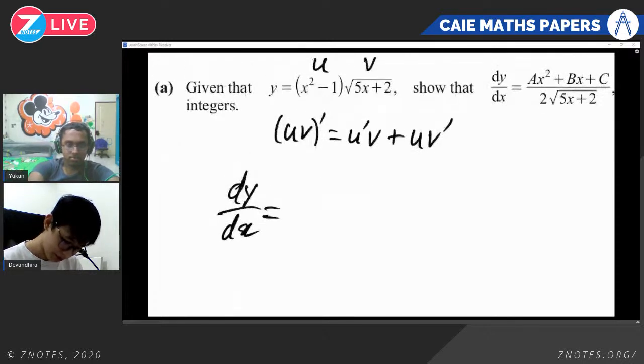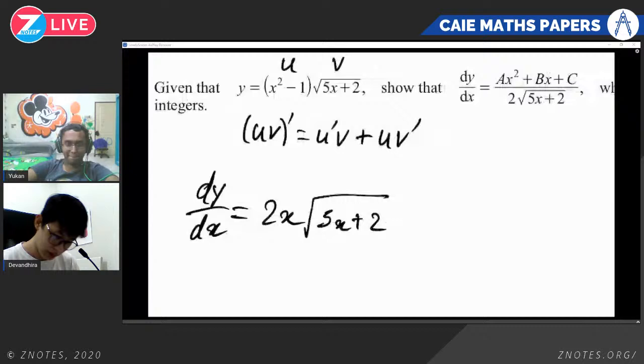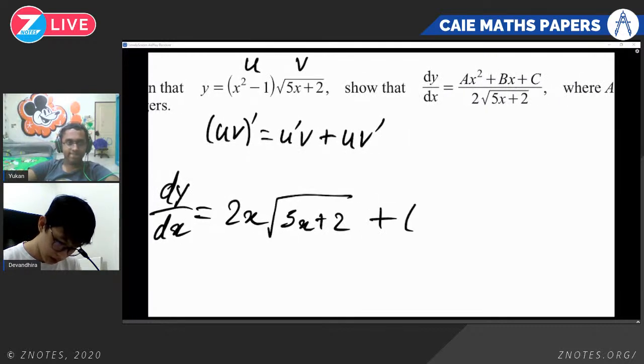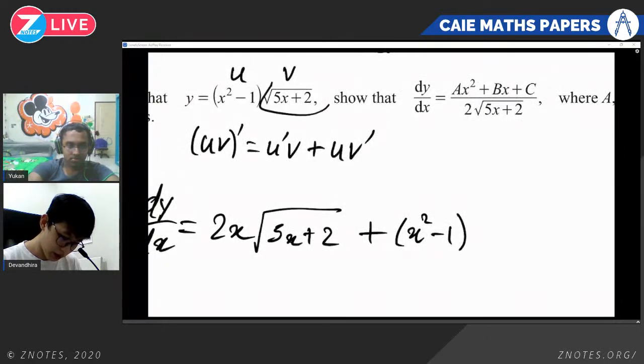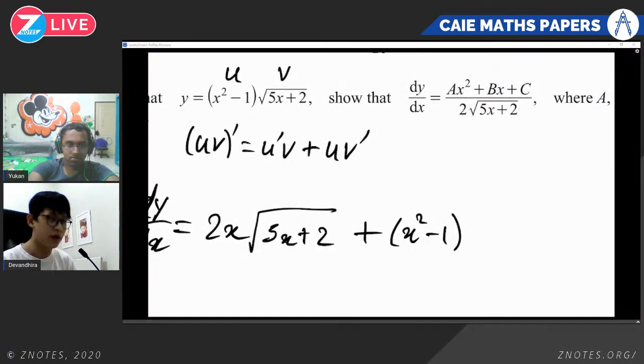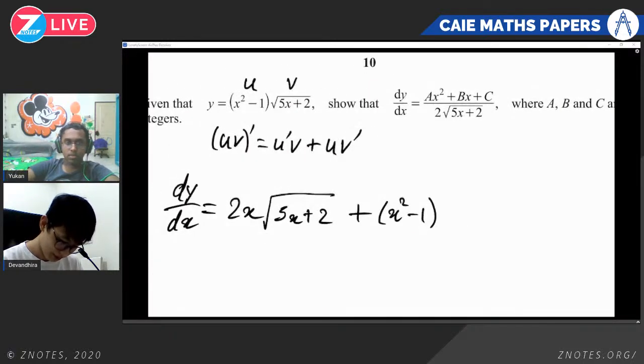So let's do that. Let's differentiate x squared minus 1. What's the derivative of x squared minus 1? That's 2x. Then multiplied by the square root of 5x plus 2. Added by x squared minus 1, multiplied by the derivative of this square root. So what's the derivative of the square root of 5x plus 2? With the root of 5x plus 2, you have to use the chain rule.